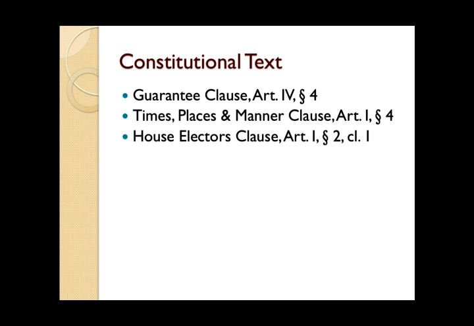Then we have several clauses that do mention how and when members of Congress get selected. Again, perhaps emphasizing the importance of the republican form of representative government. Just for example, let's look at Article 1, Section 2, Clause 1, which talks about the House of Representatives. That section says, the House of Representatives shall be composed of members chosen every second year by the people of the several states, and the electors in each state shall have the qualifications requisite for electors of the most numerous branch of the state legislature.